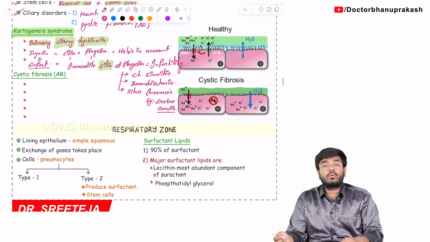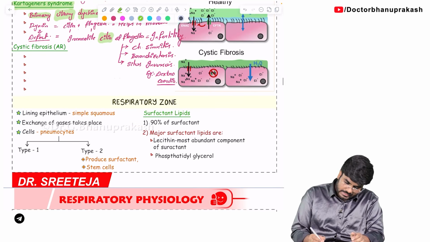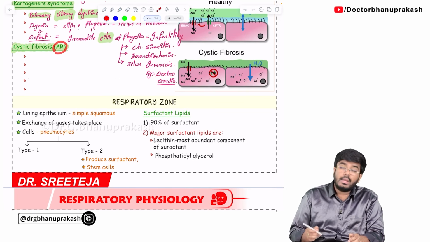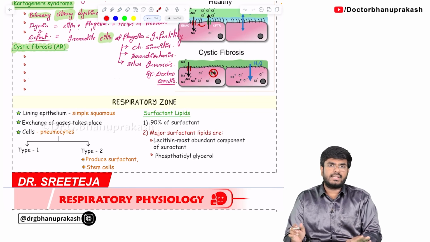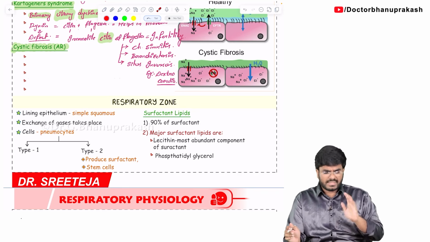So, with this Kartagener syndrome completed, which is an example of primary ciliary dyskinesia, where there is some problem within the cilia itself, next let's discuss cystic fibrosis. Cystic fibrosis is also an autosomal recessive disorder, but it is not a primary ciliary dyskinesia. There is no problem with the cilia. The problem here is with the mucus.